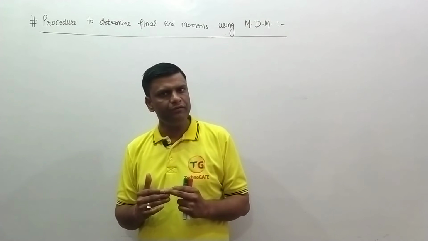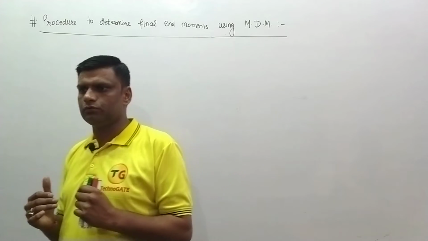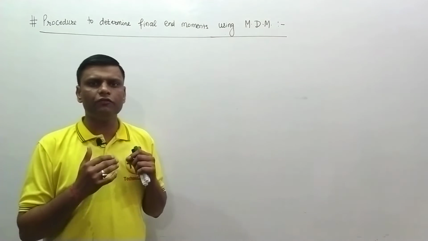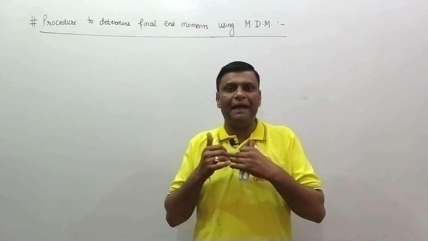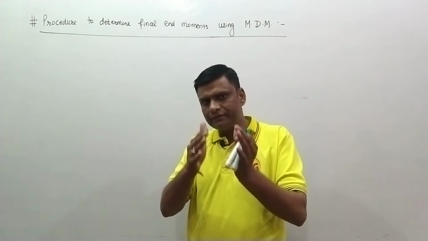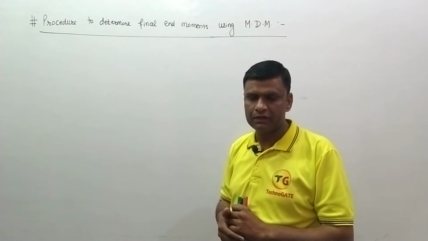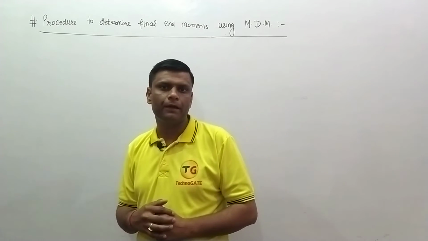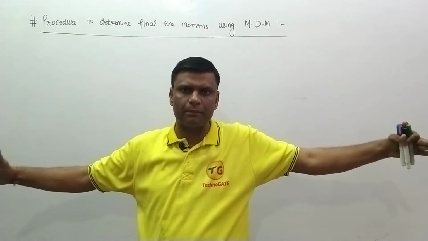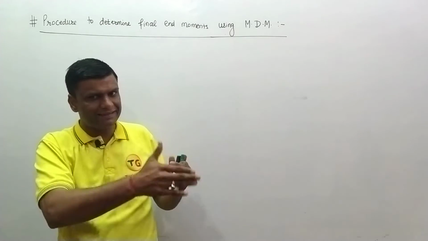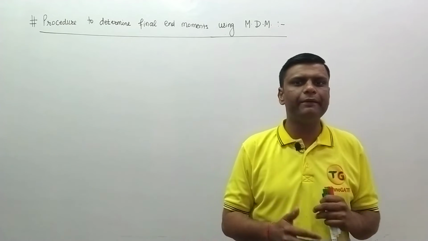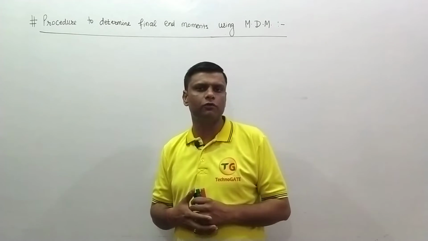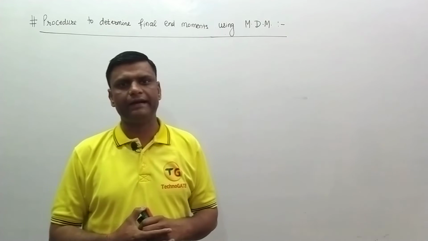However, if the algebraic sum of all the moments is not 0, then we have to apply a balancing moment to that particular rigid joint. That balancing moment will get distributed in all the members meeting at that rigid joint in the proportion of their distribution factor.